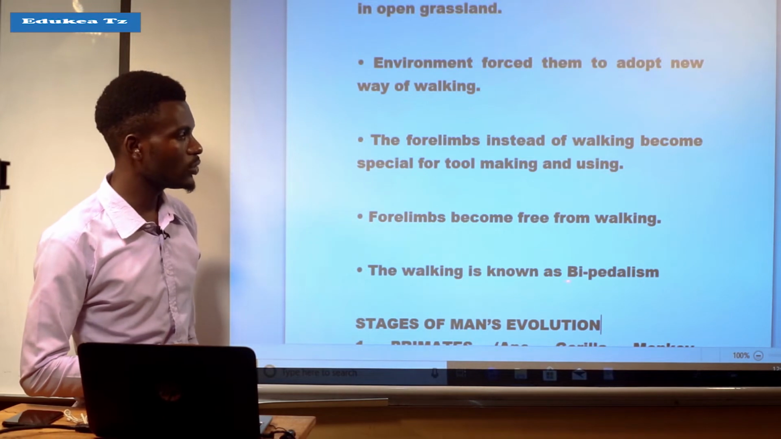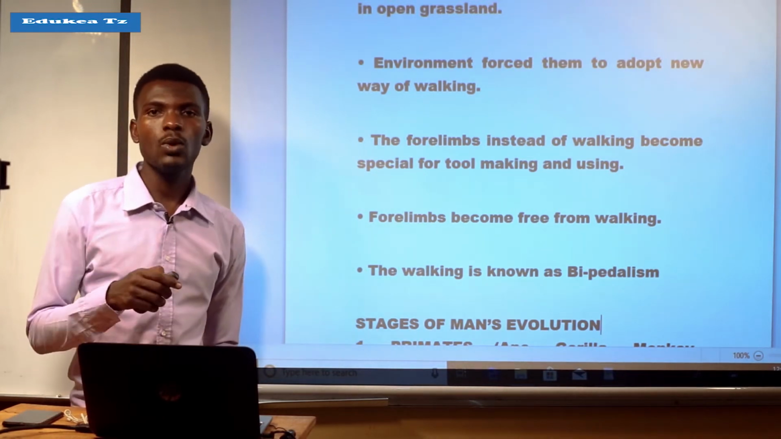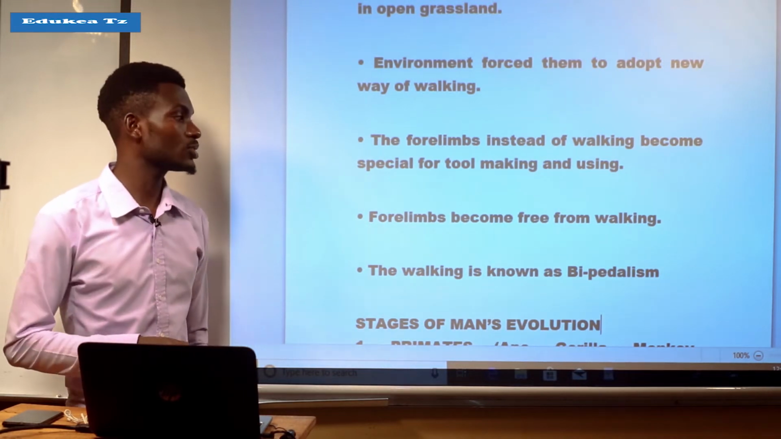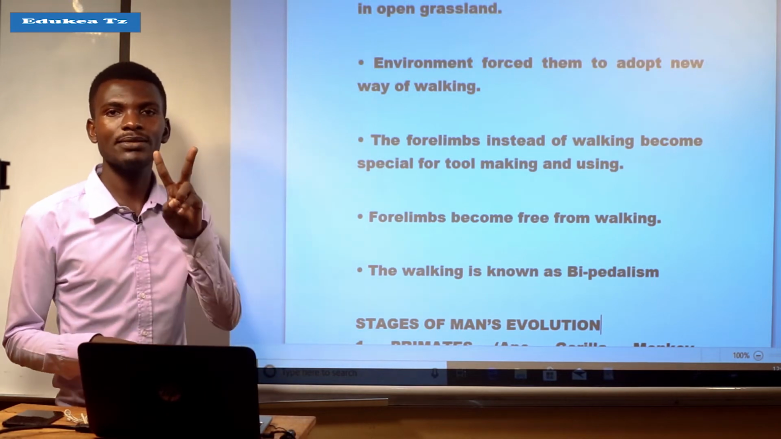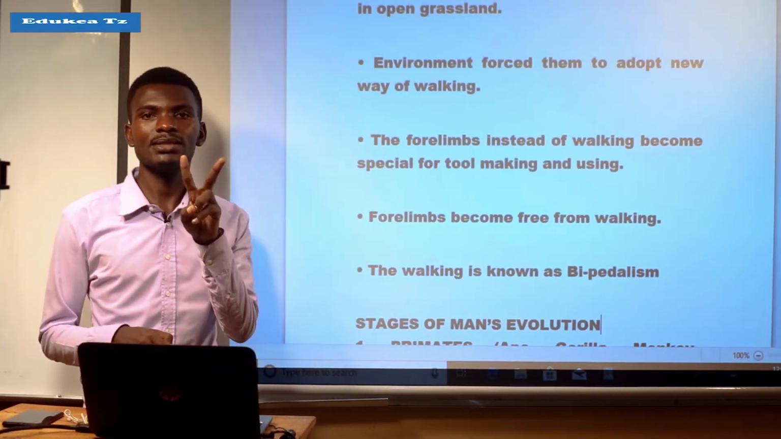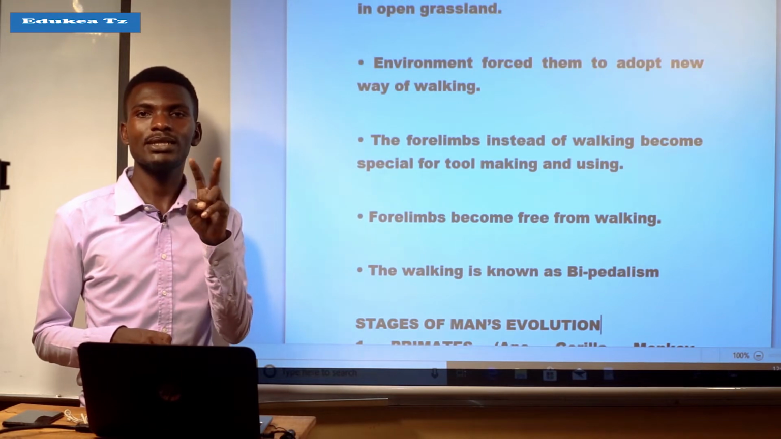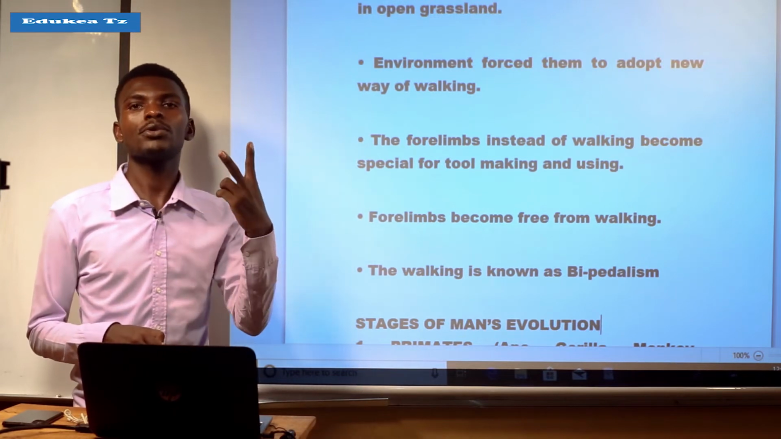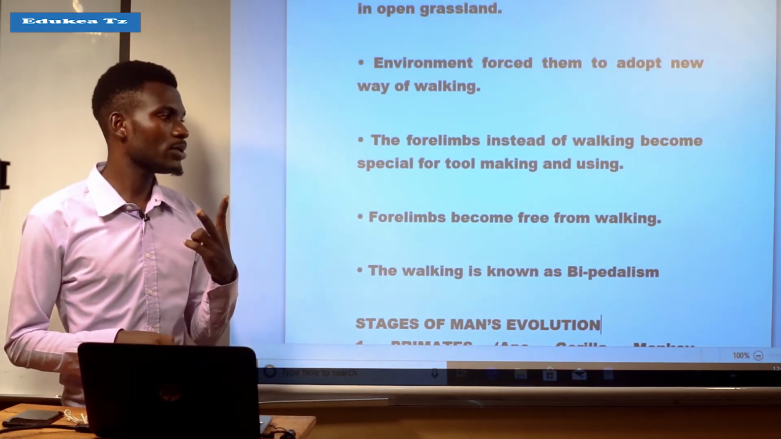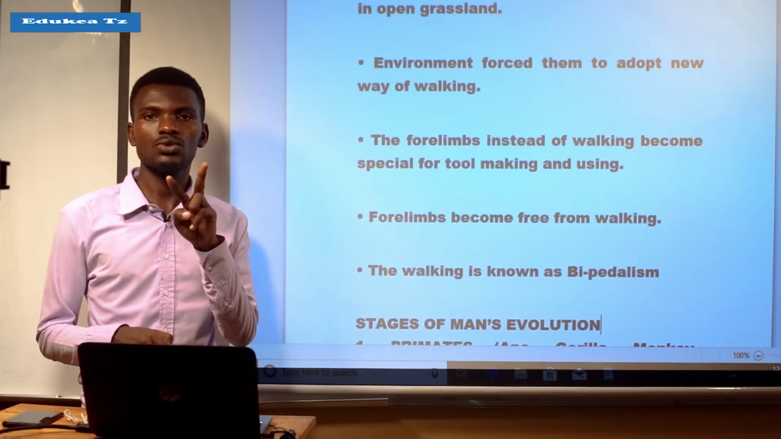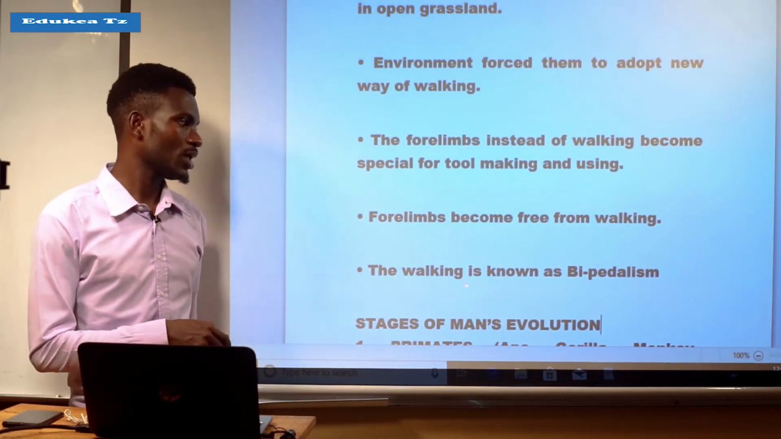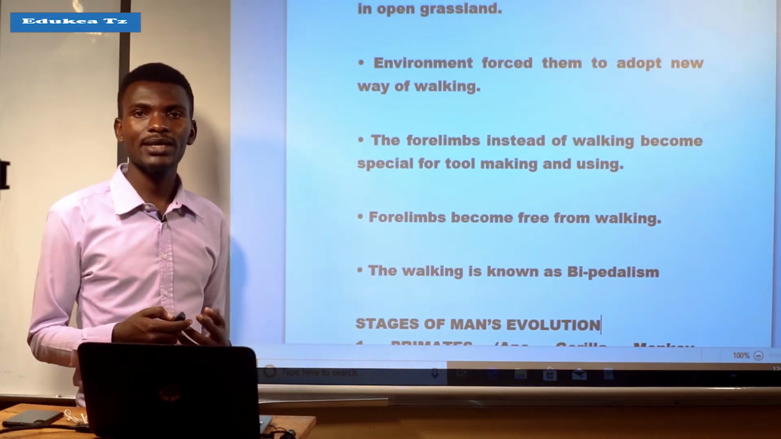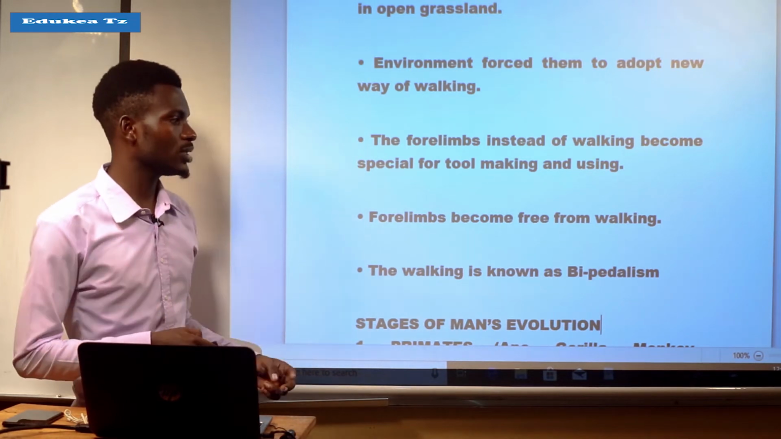The walking is known as bipedalism. It means that walking using two limbs is so-called bipedalism. Bi means two. Pedal means feet or limbs, and ism just the process. Bipedal means using two limbs in the process of walking. So that is what we call bipedalism.